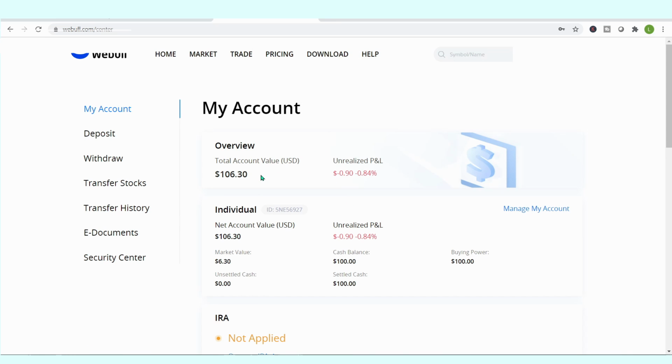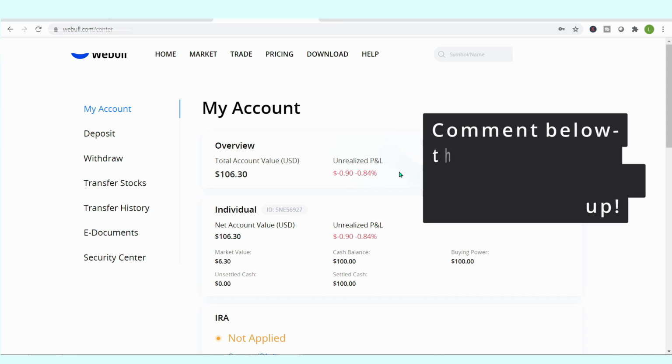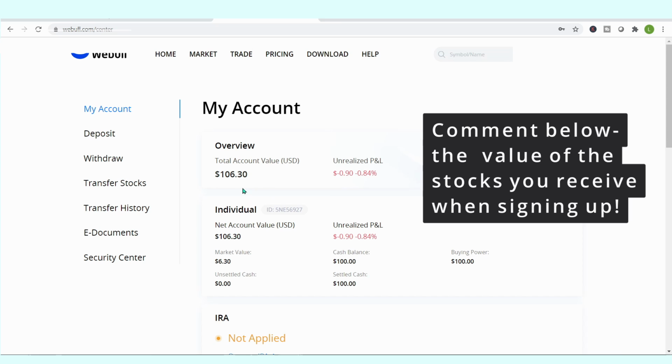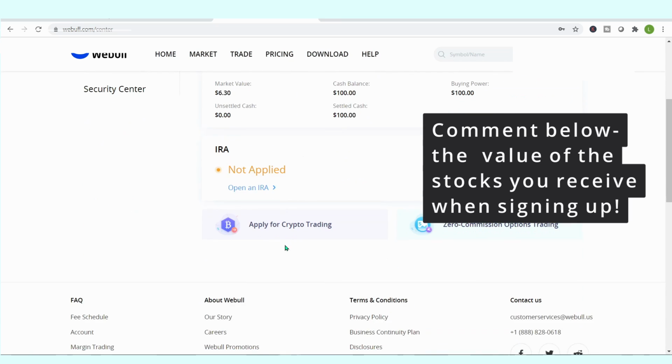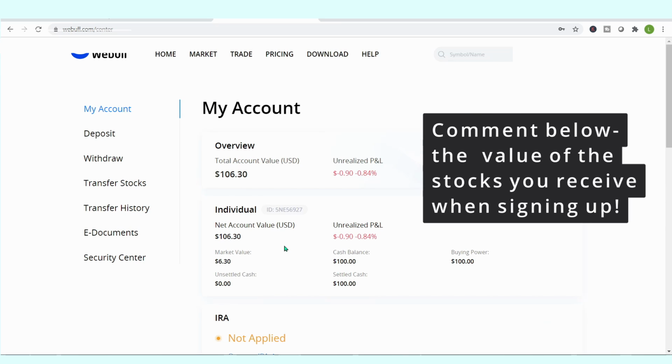So they gave me 2 free stocks, which was before the current 4 free stocks. You can see some value there, $6.30 I have. I'm going to go ahead and show you how to use Webull. So once you're in here, you click Trade at the top.